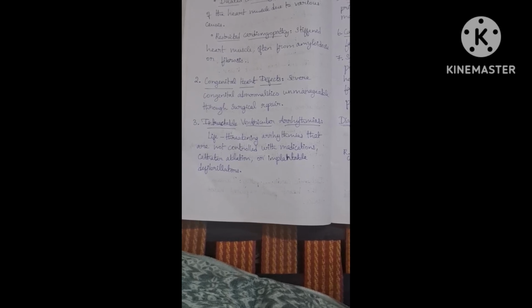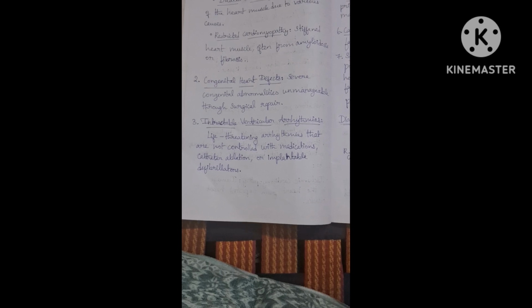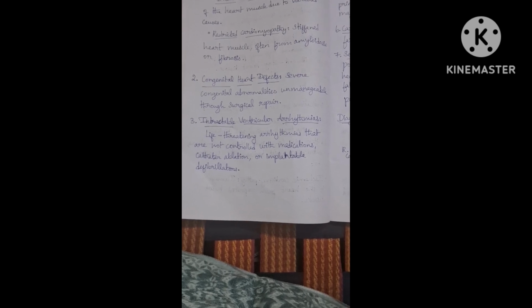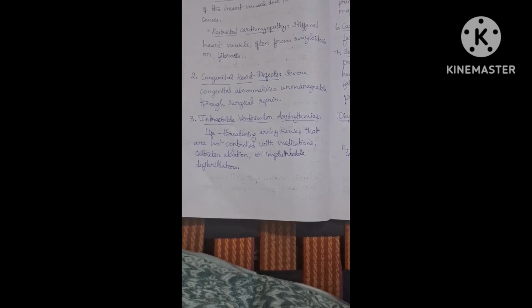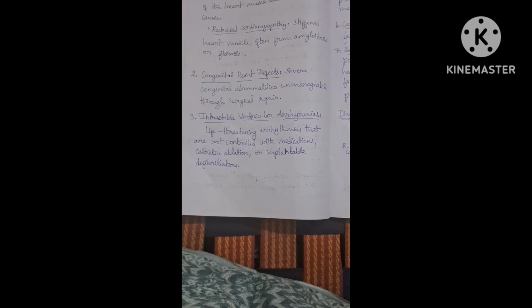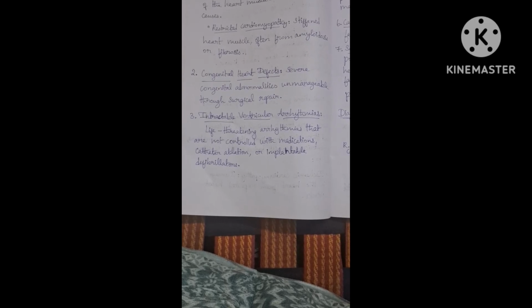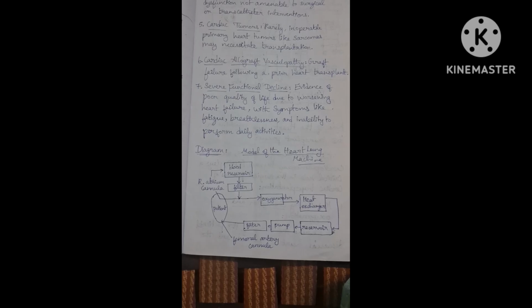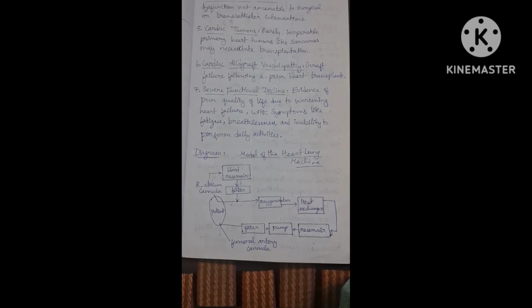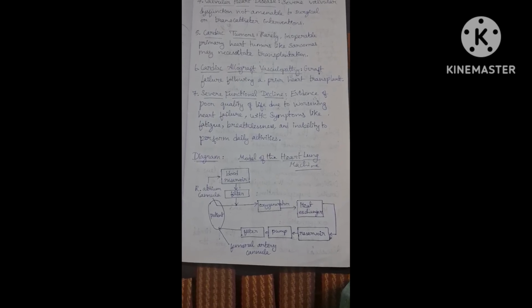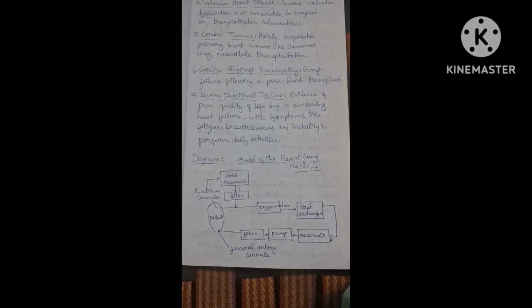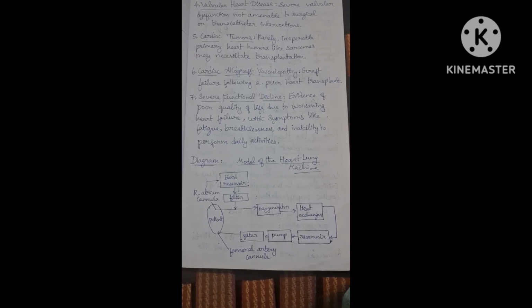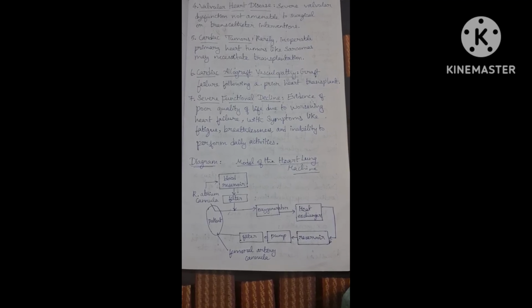Third one is intractable ventricular arrhythmias, life-threatening arrhythmias that are not controlled with medications, catheter ablation or implantable defibrillators. Fourth one is valvular heart disease, severe valvular dysfunction not amenable to surgical or transcatheter intervention.